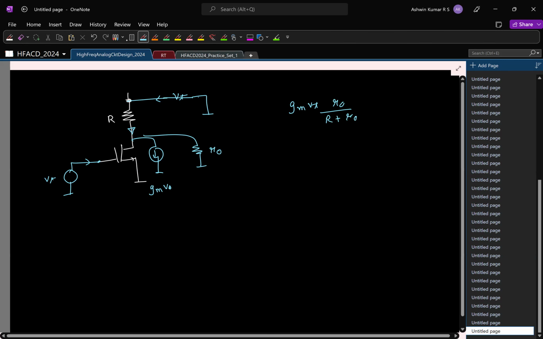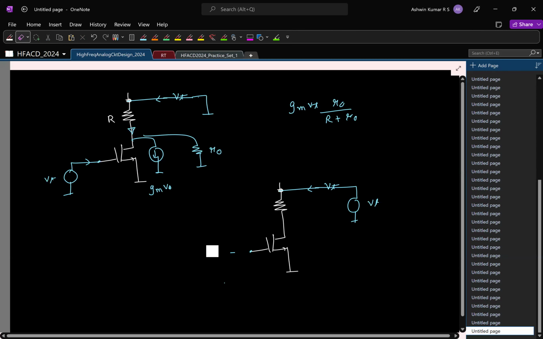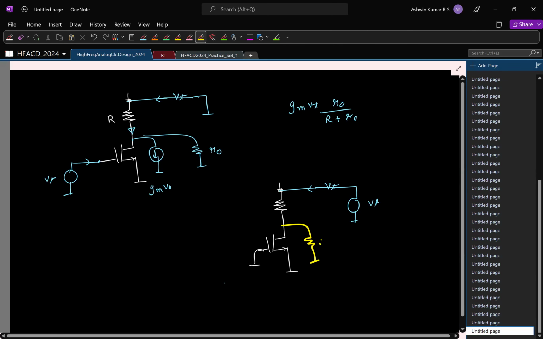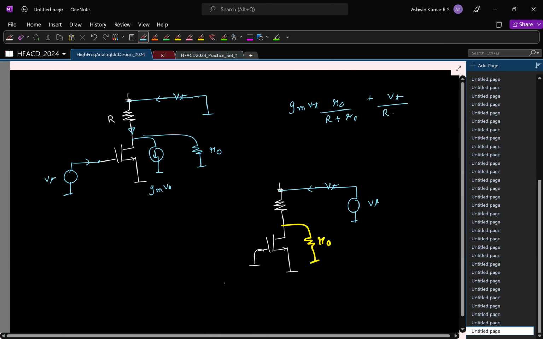Done. The second thing is to find the contribution due to the drain, which means I'll short the gate. If I short the gate, what is the effective resistance? It is just R naught. So I can replace it with R naught. So what is the current? Vt by, basically these two resistors in series. That's all. So what is the effective resistance? This is the test current. So you'll find this to be R plus R naught.